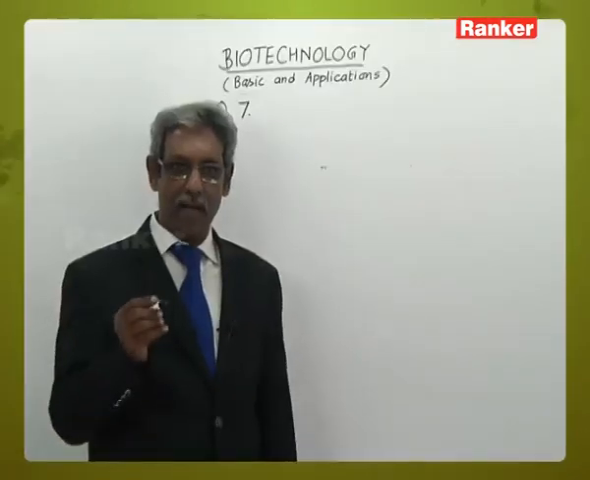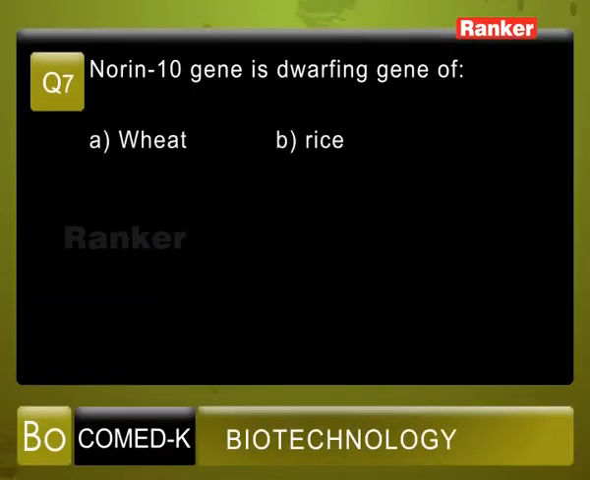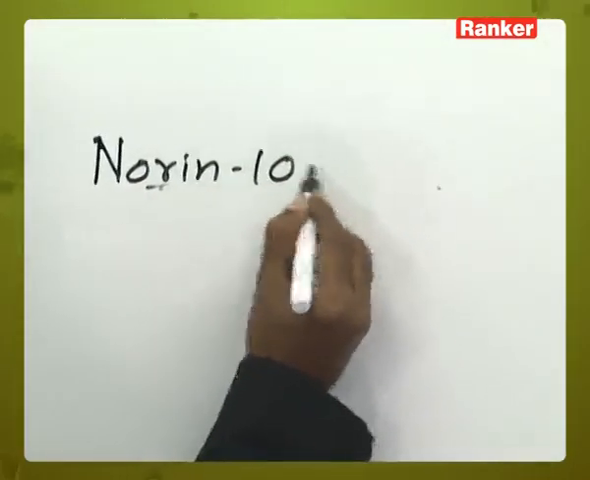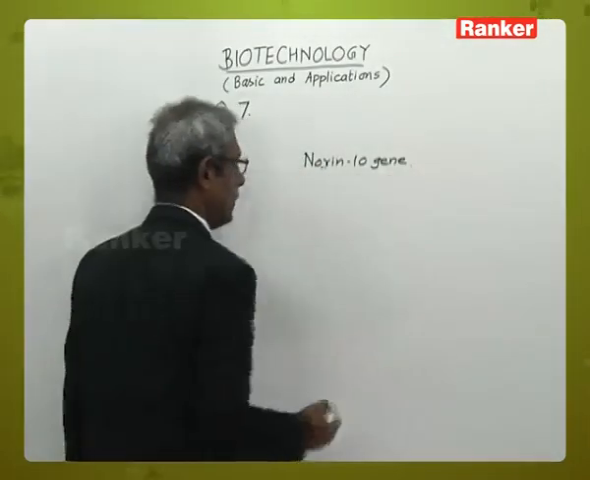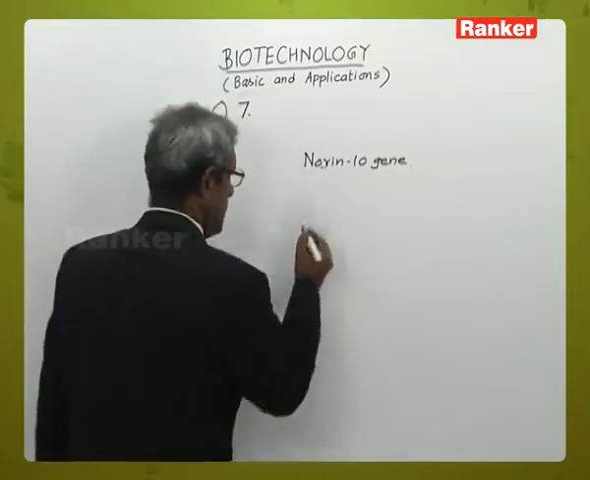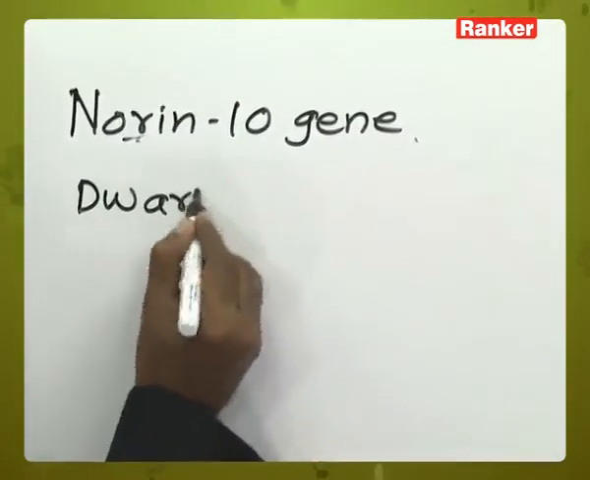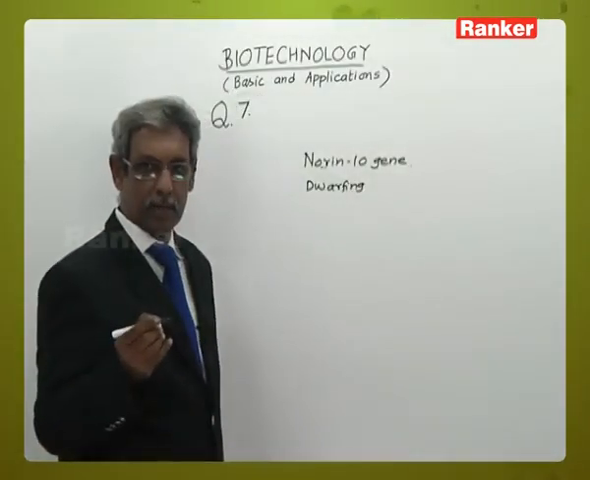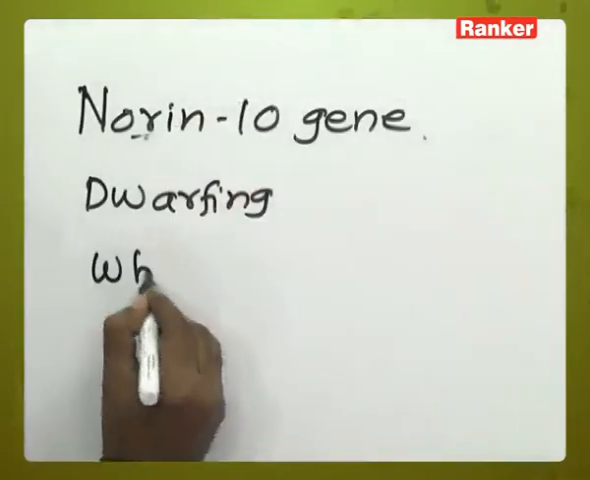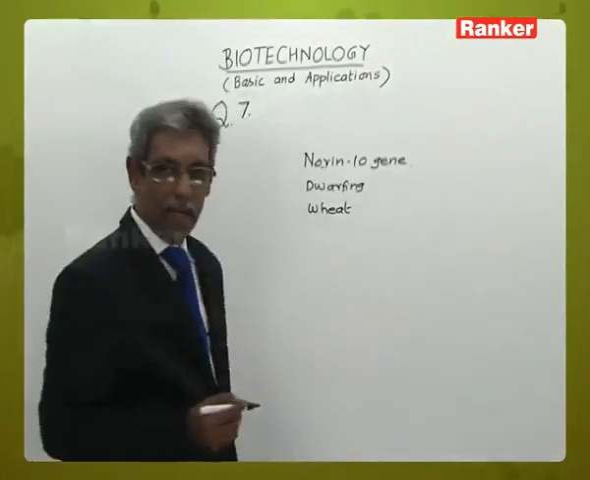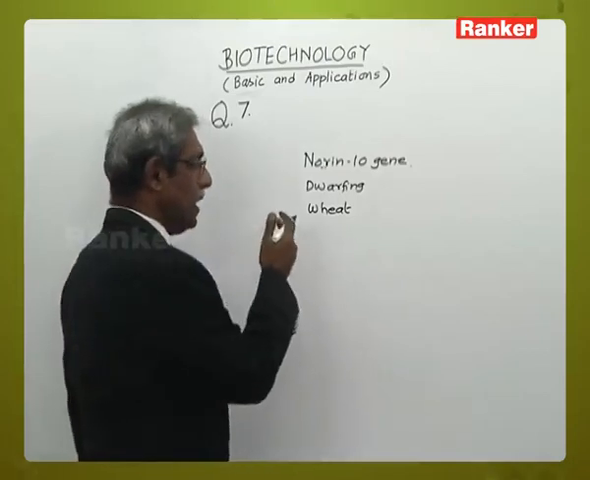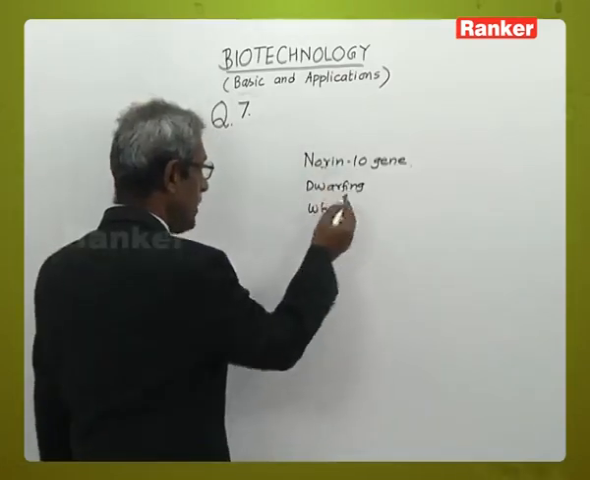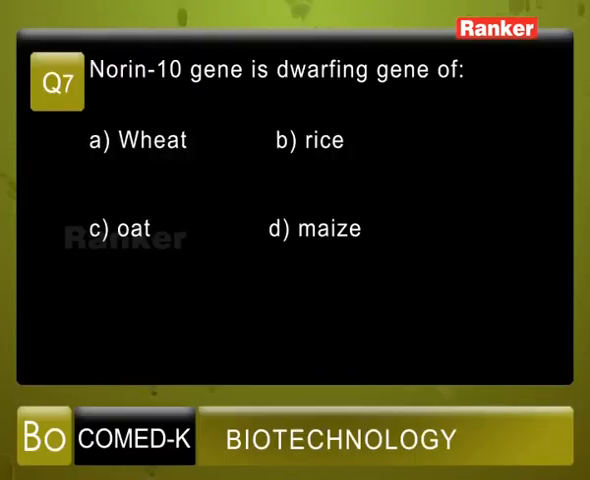Now question number 7 asks, what is the Norin gene? Norin is primarily a dwarfing gene which is present in wheat, and it is initially the sort of gene which has been introduced in crops. So Norin dwarfing with relation to wheat, the right answer is E.